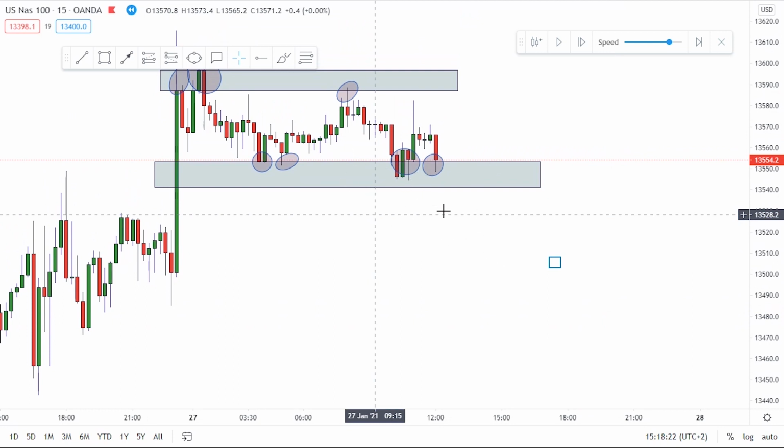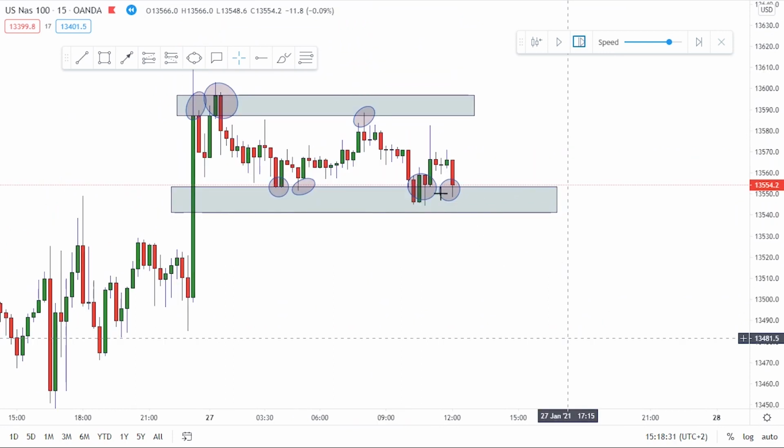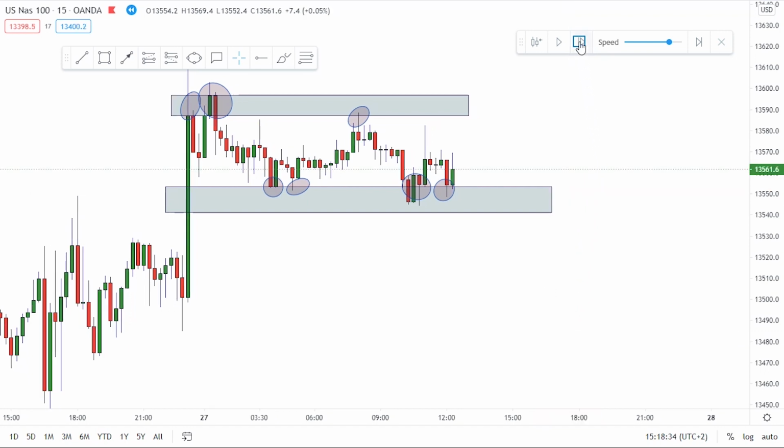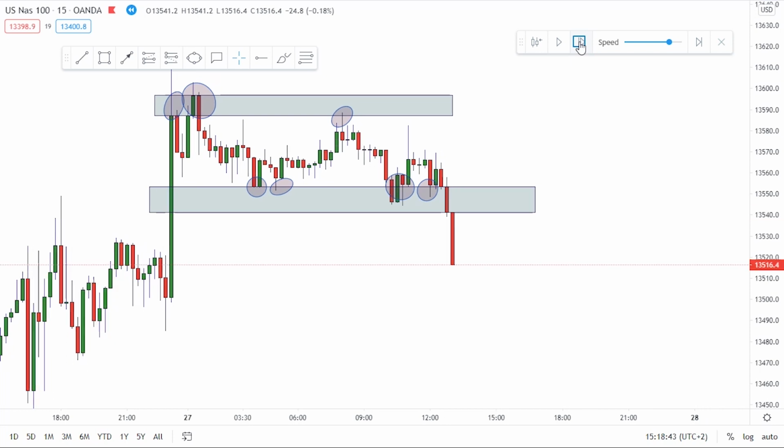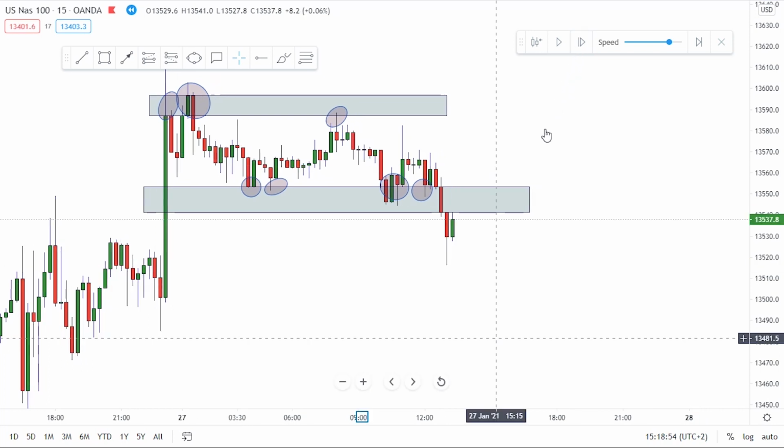What I'm waiting for is, if the market does break this support and come back for a retest, that's when I'll be able to enter this trade. I'm just gonna play it and show you guys. The market failed to break. The market actually broke, but not here. The market just broke here, and it came back for a retest. This is actually what we were looking for.